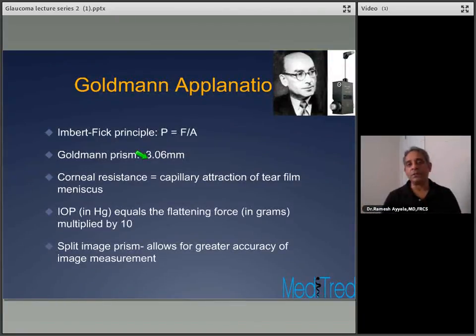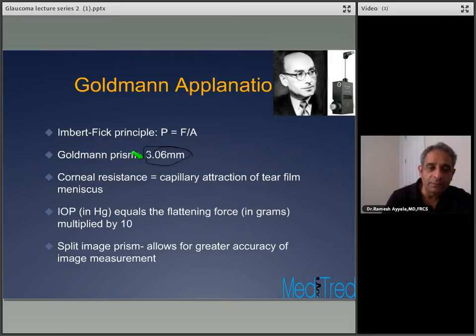The principal technique that has been used to measure the intraocular pressure across the world for the last 50 years has been Goldmann applanation tonometry, which is based on the Imbert-Fick principle: the pressure in a cylinder is equal to the force applied to flatten a known surface area of the cylinder. The Goldmann prism measures 3.06 millimeters. Remember, this is an important OKAP question for you guys to remember. At this prism diameter, the corneal resistance equals the capillary attraction of the tear film meniscus.